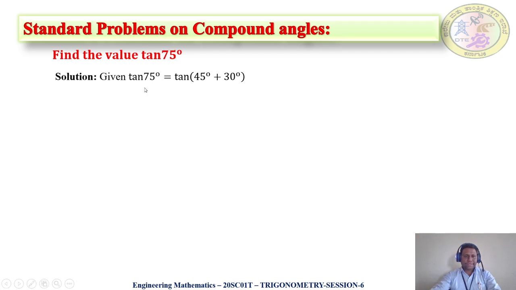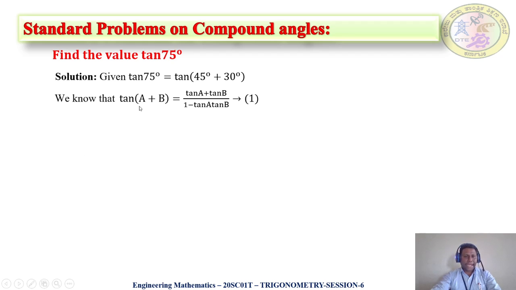We have given tan 75 degree, and as usual we are writing 75 degree in terms of 45 degree plus 30 degree. That is tan of 45 degree plus 30 degree. Now you can observe it is of the form tan of a plus b. Here a is 45 degree, b is 30 degree, and that is of the form tan of a plus b.